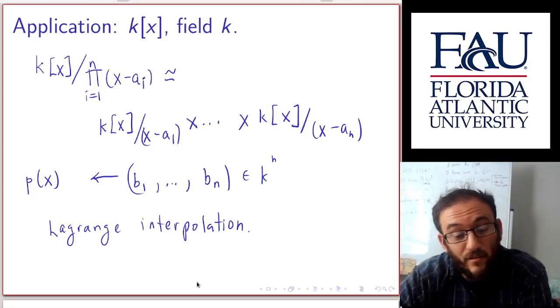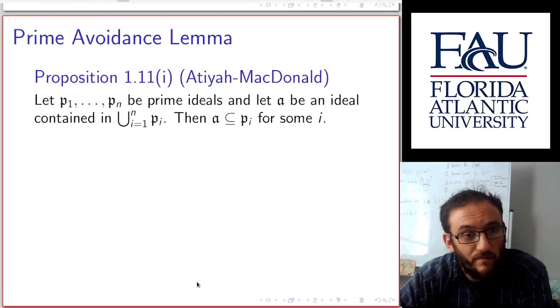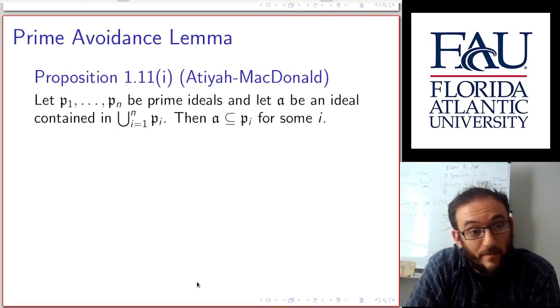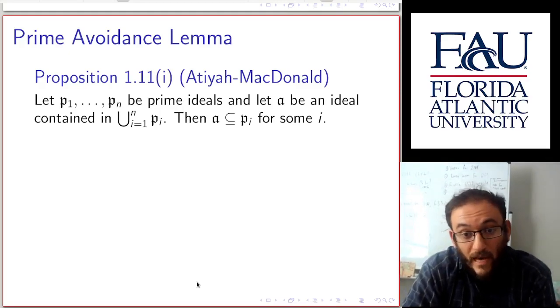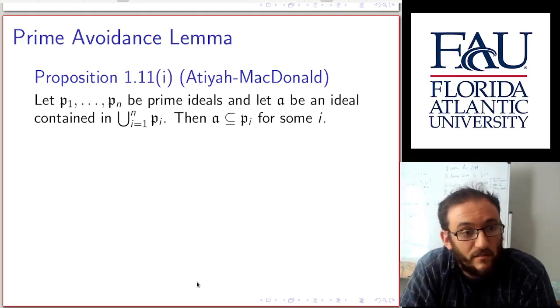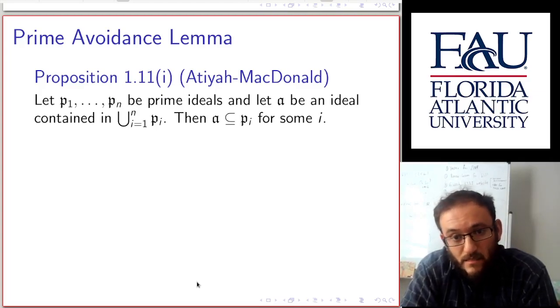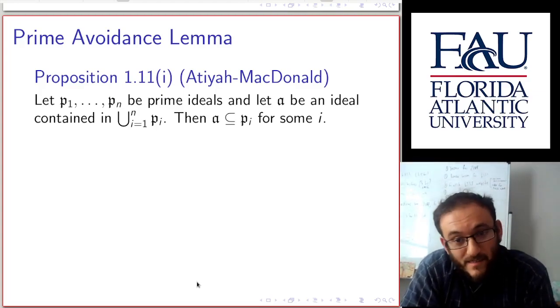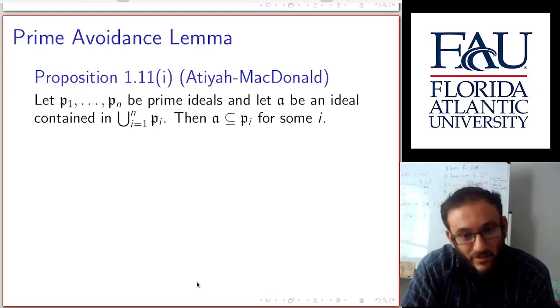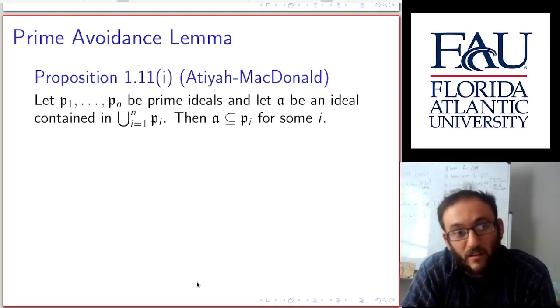The next theorem we'll be working with is the Prime Avoidance Lemma. And this shows up as proposition 1.11 in Atiyah-Macdonald. Let P1 through Pn be prime ideals, and let A be an ideal contained in their union. Then A must be in one of the Pi's. So you can't just have it as a union of different prime ideals. It's got to be contained in one of them.